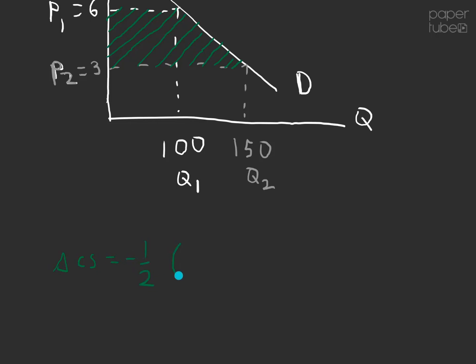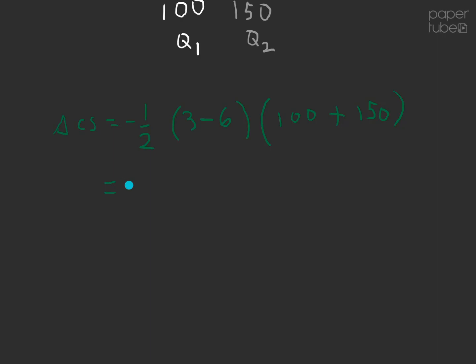The change in consumer surplus equals negative 1/2 of the change in the price. So that's going to be 3 minus 6, because P2 is 3, that's the second price. The second price goes first in the formula. So it's going to be P2 minus P1, 3 minus 6. And we're going to multiply that by the sum of our two quantities, Q1 plus Q2, because those are the lengths of the top and the bottom of our trapezoid. Let's plug these numbers in.